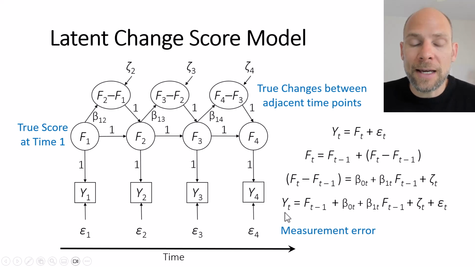So this says that yt is equal to the previous time point factor plus change. So that's this whole term here with the betas and the zeta. This is the change, and then plus the measurement error variable. So it's kind of similar to what we have in the growth curve model, where a variable is a function of an intercept plus slope plus error. But here the variable is a function of the previous factor plus change plus error. Okay, so it's a little bit more complex than the growth curve model.